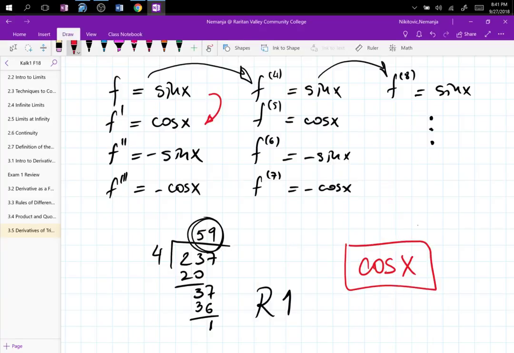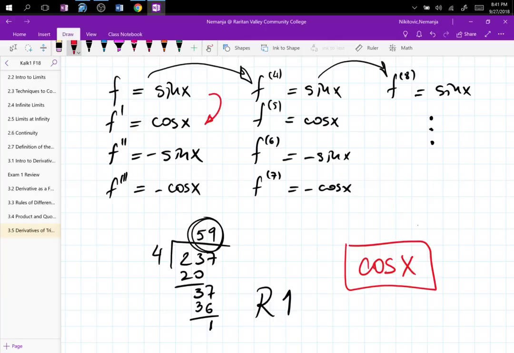Because you have a remainder of 1. If I asked for a fifth derivative, the fourth derivative would be sine x, and the fifth derivative would be cosine x. Remainder would be 1 again, because 5 divided by 4 is 1, and remainder 1. Mathematical gymnastics. Right. Where have you seen this before?